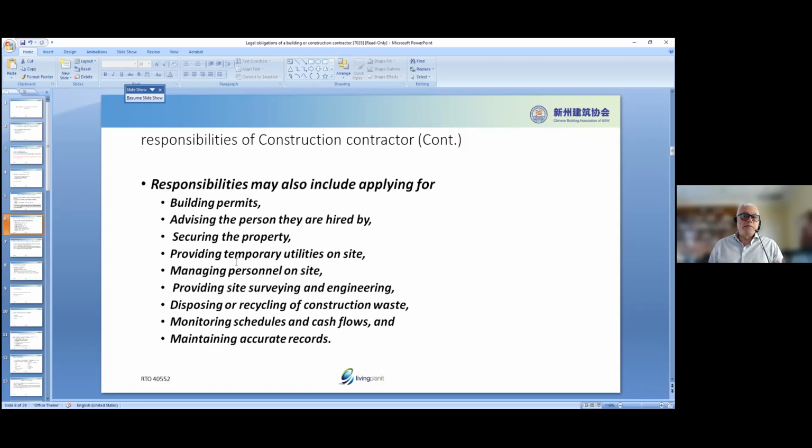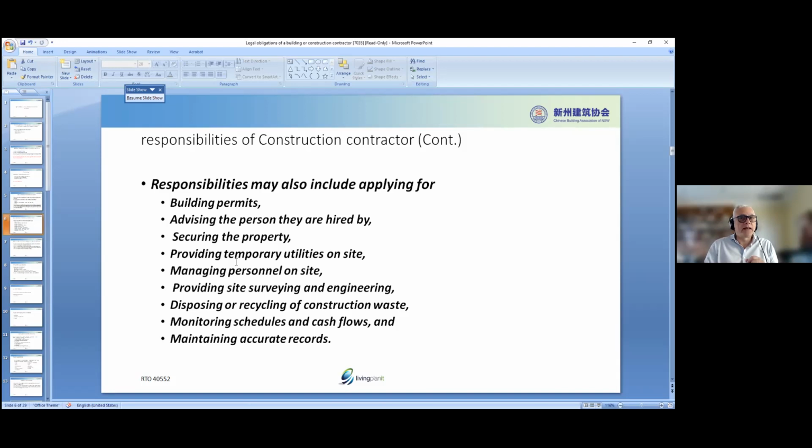Okay, managing the people on site. Of course, that's our responsibility. Doing the surveying and then the engineering, depending on your agreement with your client. Usually the client will provide the engineer, but often we have to control what's happening with the engineer.